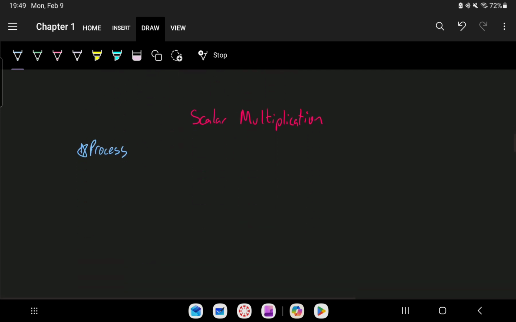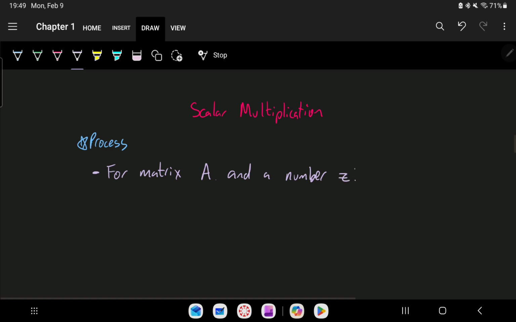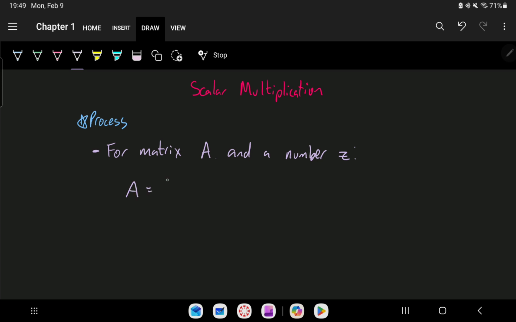So from here, we can look at scalar multiplication, and this is going to be really pretty simple. I'm not going to spend too much time on it because just like we did addition component-wise, we're going to do scalar multiplication component-wise as well. So say we have a matrix A and a number, we'll stick with Z. Just going to sketch out a random matrix here. Size in this case does not matter.